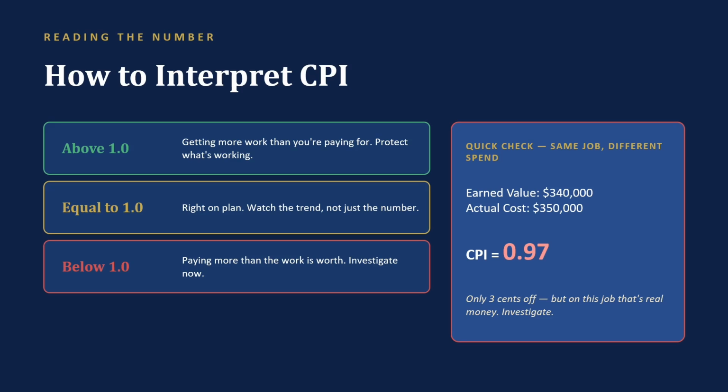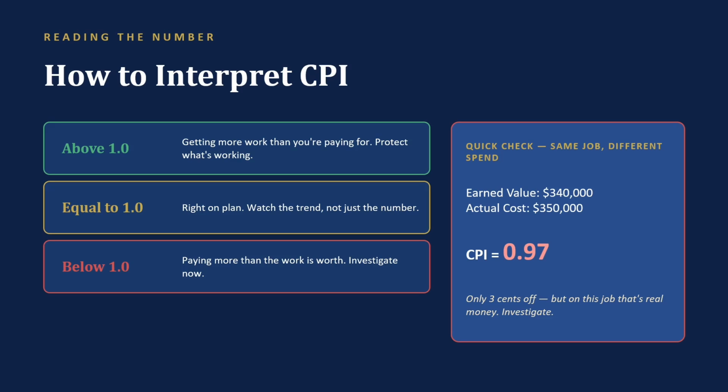Reading CPI takes about 3 seconds once you know the bands. Above 1.0, you're getting more work than you're paying for. Protect whatever is making that happen. Exactly 1.0, you're right on plan. Watch the trend line because direction matters more than any single reading. Below 1.0, you're spending more than the value you're earning, and it's time to investigate.